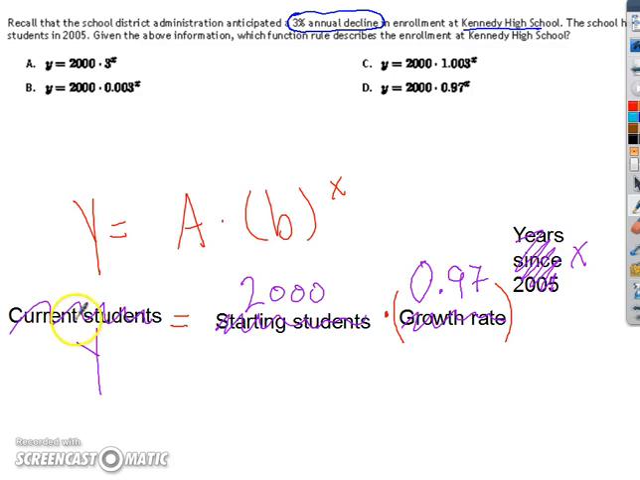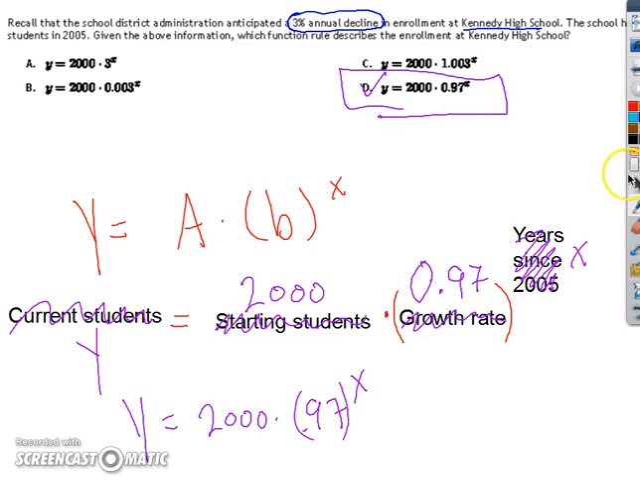All right, so my final function, the current students, is 2,000 to start with times 0.97. So students is 2,000 to start with times 97% raised to x. The one that's declining in that way, no, that's 3 to the x. That's a weird number. This one, 97%. So the correct answer is D for this function for Kennedy.